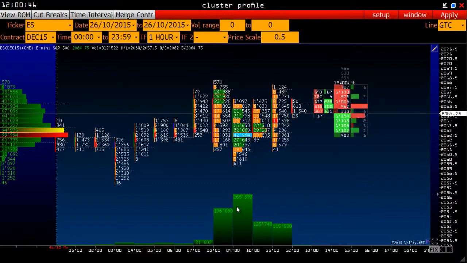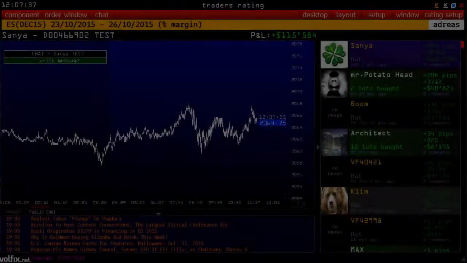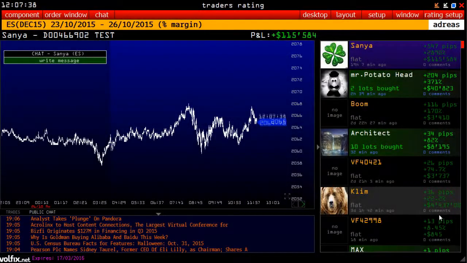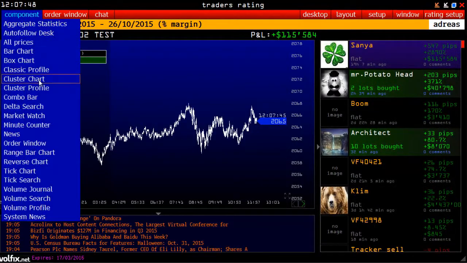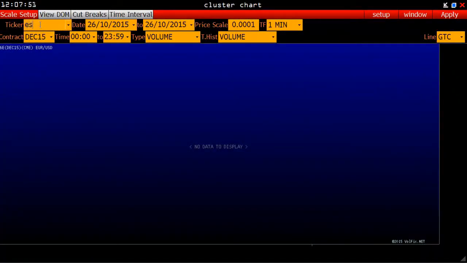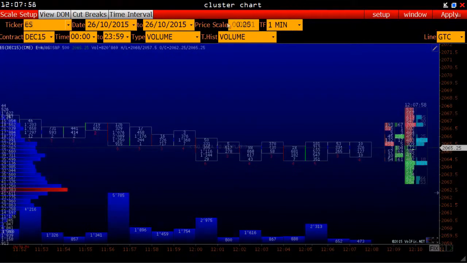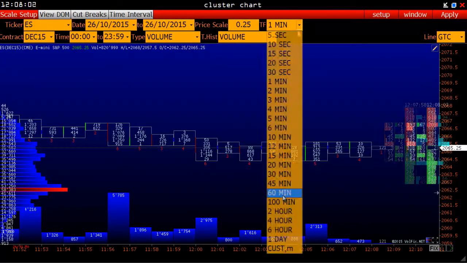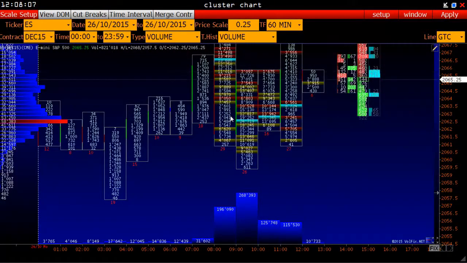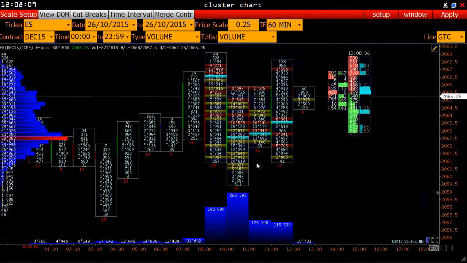And like other modules of Volfix, we can see not only the total volume, but also who acted more aggressively, buyers or sellers. Let's analyze the vertical chart of the contract E-mini S&P, the ticker ES. For this, we select the module cluster chart. Point out ticker ES, choose today's date. Choose a price scale of 25 cents and a time frame of 1 hour.